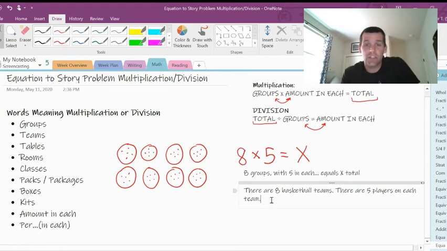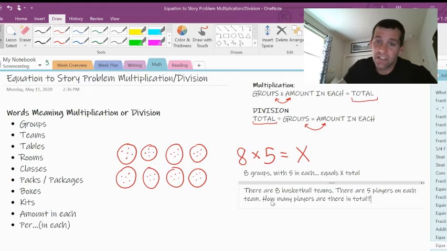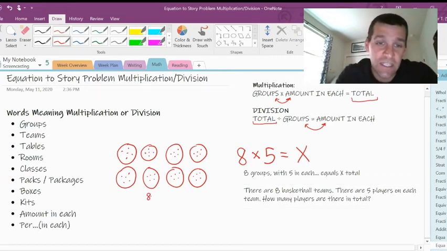Okay, that's going to go into my question. How many players are there? I could also use the word total. Okay, there in total. That totally works. I could take the same exact numbers here, and instead, if I look at this, I know that this here is 8 times 5 equals 40. So I can now go from this to 40 divided by 8 equals x.